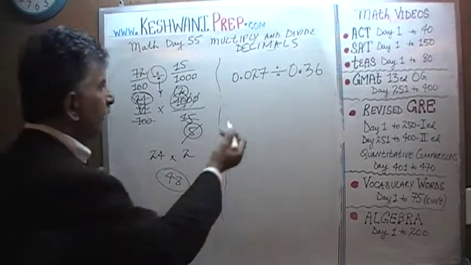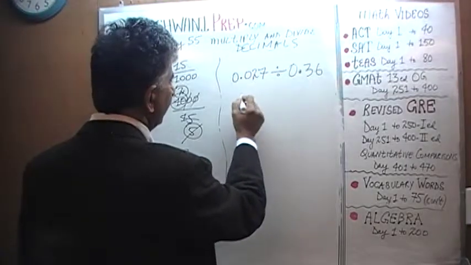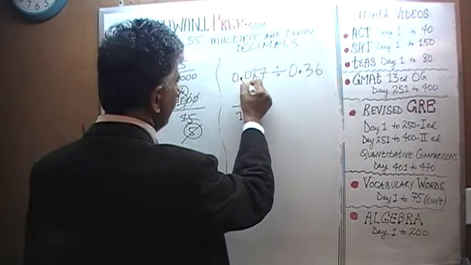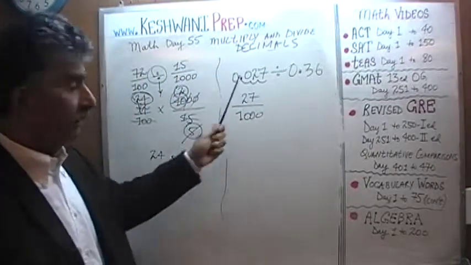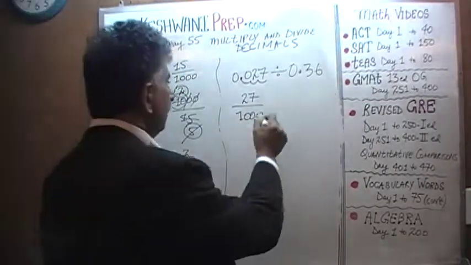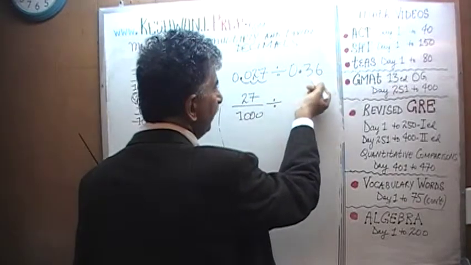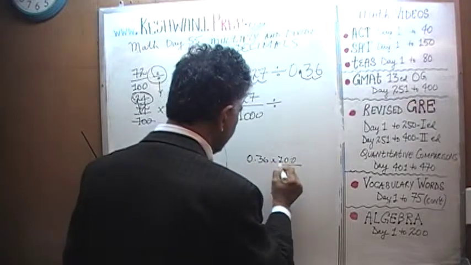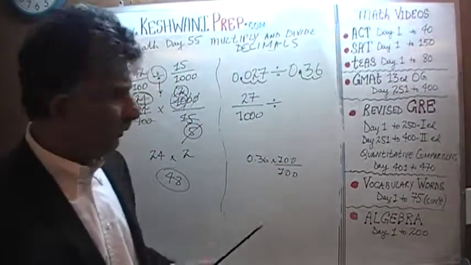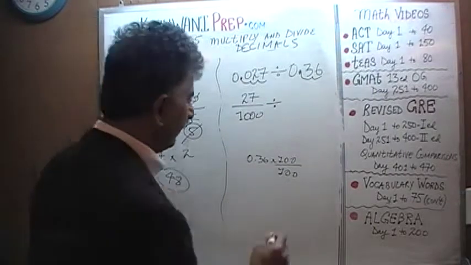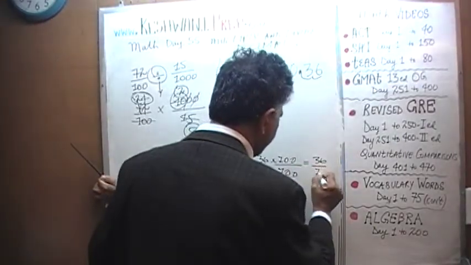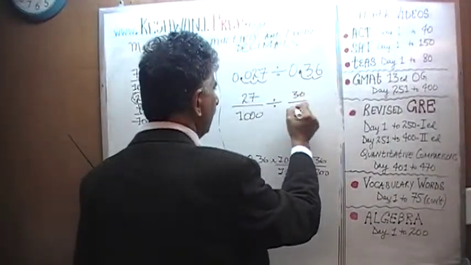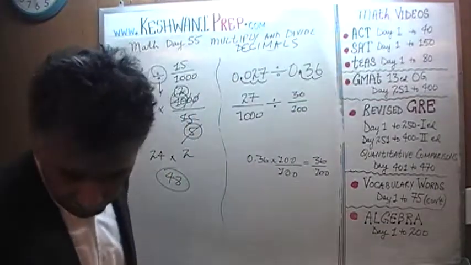Okay, here we go. 0.027 is the same as 27 over 1000, because it has 3 decimal places, 1, 2, 3. So we need to multiply top and bottom by 1000 to make it into 27. Divided by, same thing. Oh, actually this is only 2 decimal places. So 0.36, if you multiply top and bottom by 100, 0.36 times 100 is going to be 36. We end up with 36 over 100. Leave it like that. Don't mess with it. So it's 36 over 100. And now, we take our first fraction.